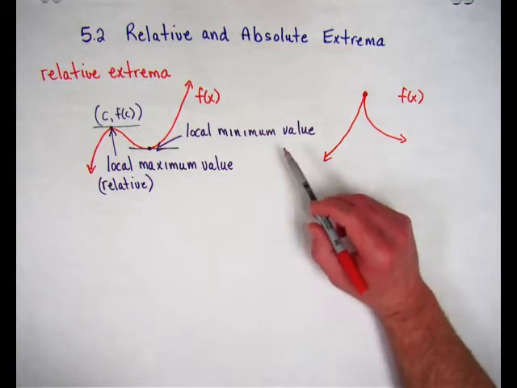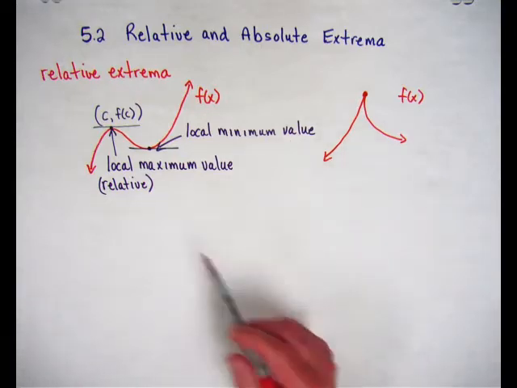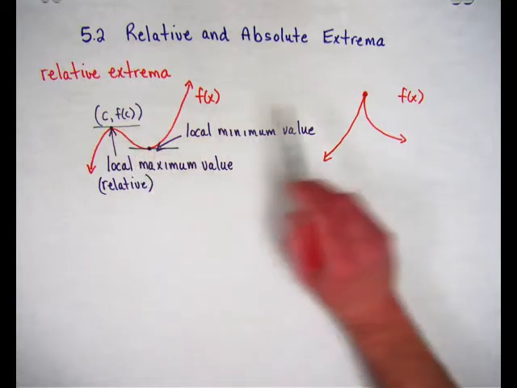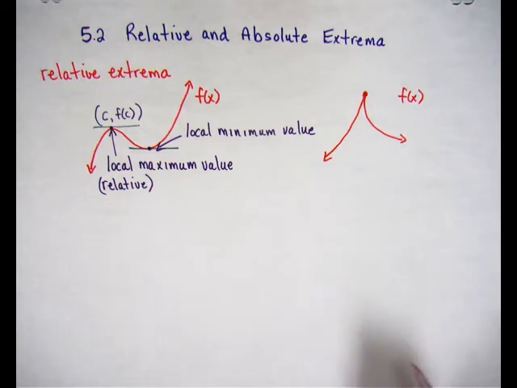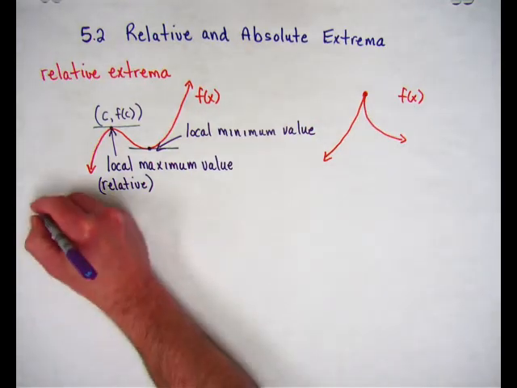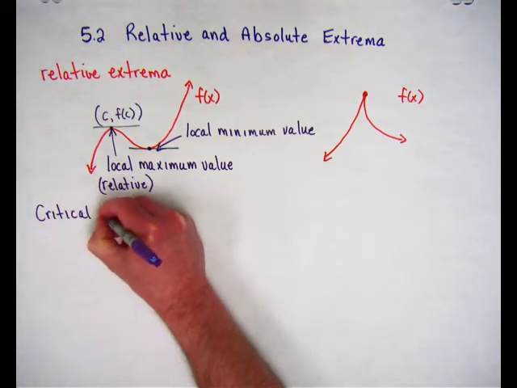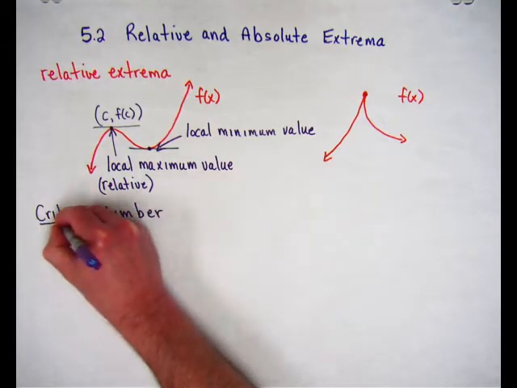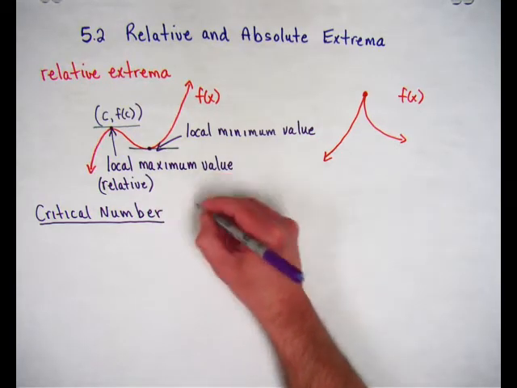And so what I'm trying to show you in these two pictures is that if we're looking for relative extrema, either max or min values, then the two places we need to look are any point C where the derivative is either 0 or where the derivative doesn't exist, where it's undefined. So we call these critical numbers, and that's why I use the letter C. So, the term critical number.